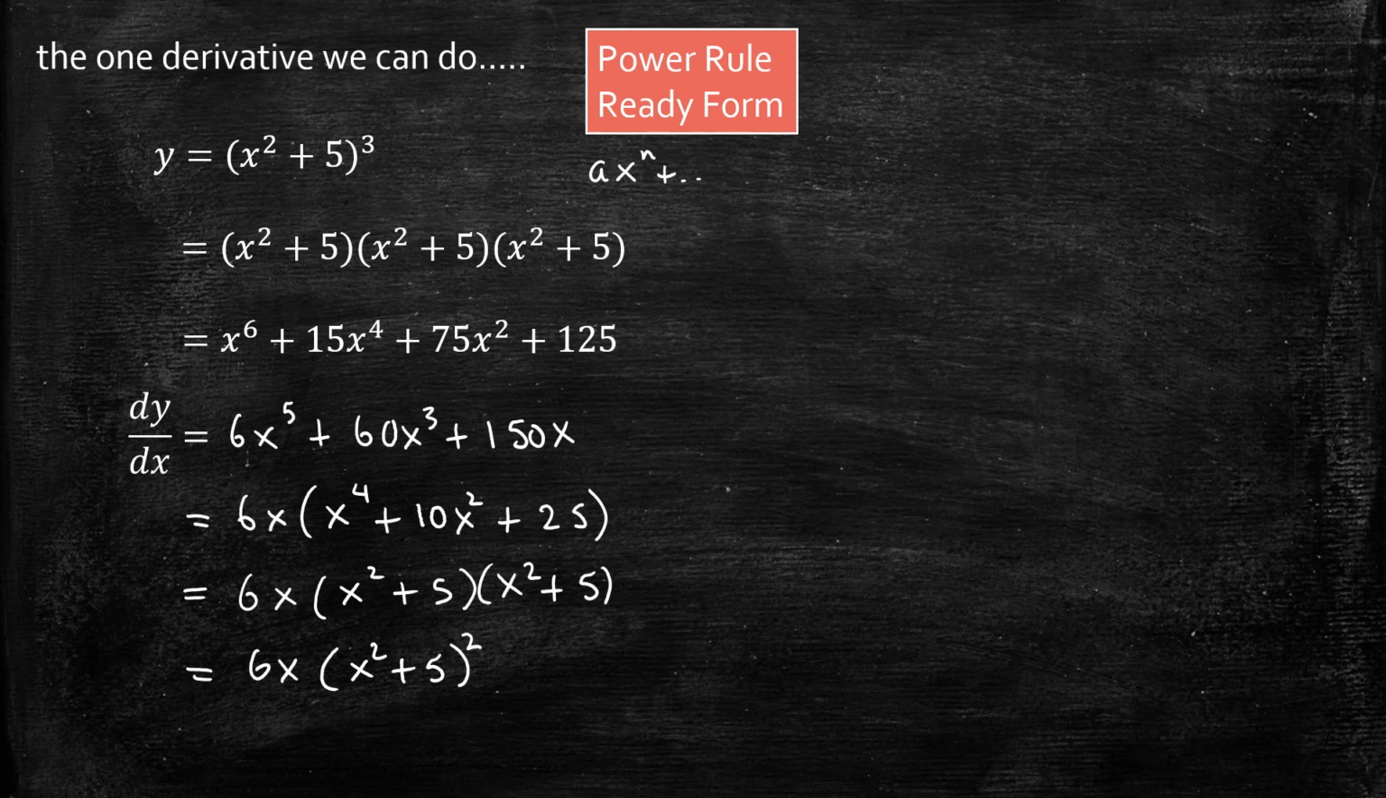So you might already start to see some patterns here. For example, we had that, it was to the power of 3, and now it's gone down to the power of 2, as you would expect in applying the power rule.